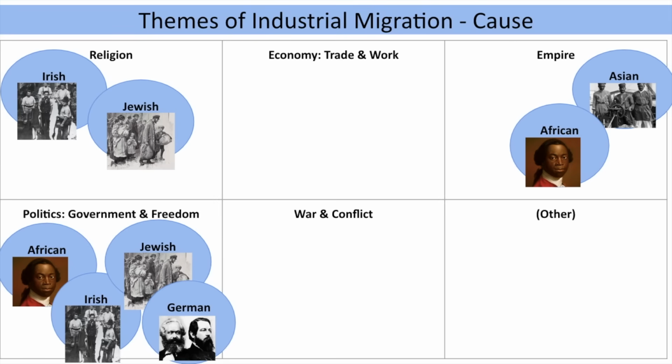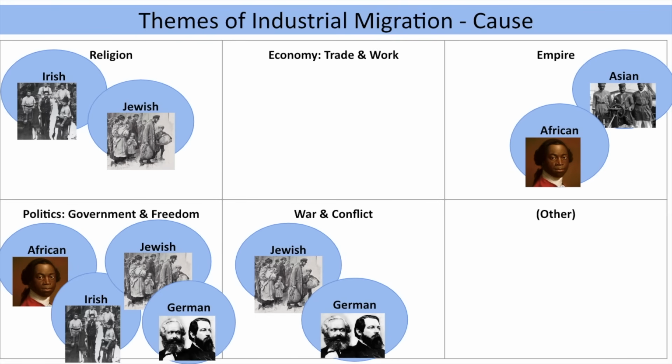When it comes to war and conflict, you probably see more examples of that in the modern period with World War I and World War II and the modern wars of the 80s, 90s and 2000s. But obviously you are seeing violence towards Jewish migrants at this time, and you are seeing violence in Germany and Italy over unification, so it is still a factor here.